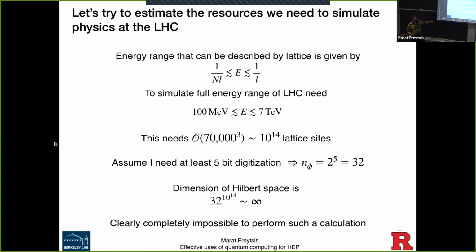Putting this into the range I gave here, what you're going to need is something like 70,000 to the 3 lattice sites. So that's 10 to the 14 lattice sites. Let's say I need order 10 qubits in order to digitize. I picked 5 for reasons that are not terribly important here. So the dimension of this Hilbert space would be 32 to the 10 to the 14. That's not infinite, but as far as computing resources, that's large enough to be effectively infinite. So we're clearly never going to do this calculation.